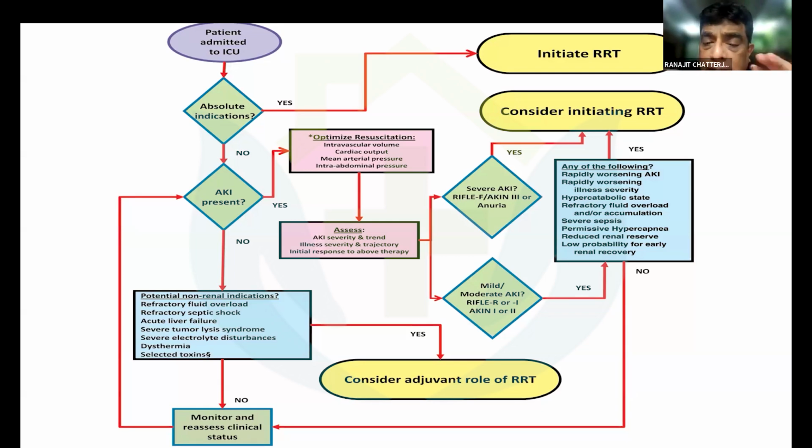But if you are in a mild or moderate AKI, stage 1 or stage 2, see whether it is rapidly worsening, whether you have a hypercatabolic state, fluid overload, severe sepsis, refractory hypercapnia, reduced renal reserve, or low probability of recovery, you know the patient is already in chronic kidney disease. You can't wait. And there are certain potential non-renal indications like a lot of fluids, severe septic shock, acute liver failure, tumor lysis syndrome, severe electrolyte disturbance, hyperthermia, malignant hyperthermia where the treatment is CRRT. Certain toxins are there. So you start your RRT.